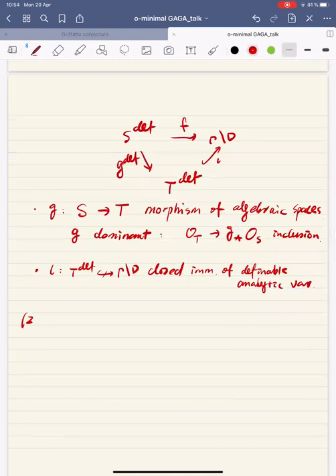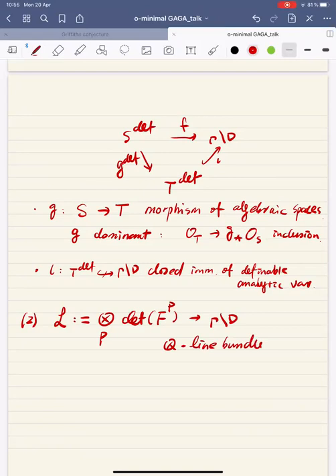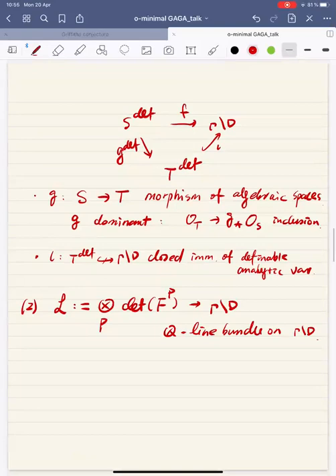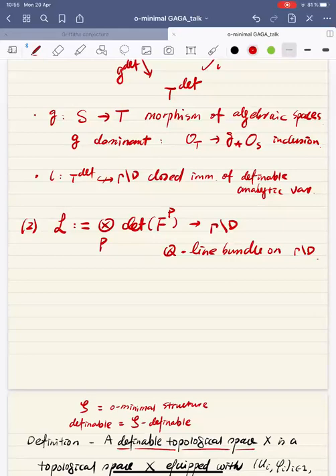The second part is that we have a natural Q-line bundle on the Hodge variety. If we take the determinant of each piece of the filtration, then this turns out to be a Q-line bundle on the Hodge variety, and in fact this is definable because each piece is definable. Maybe I do not have time to discuss this part, but L is definable.